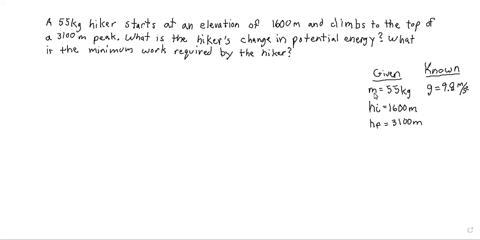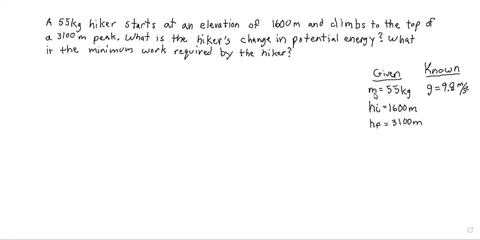So the question states, we have a 55 kilogram hiker who starts at an elevation of 1,600 meters and climbs to the top of a 3,100 meter peak. The question is, what is the hiker's change in potential energy? That's the first part. And the second question is, what is the minimum work required by the hiker?